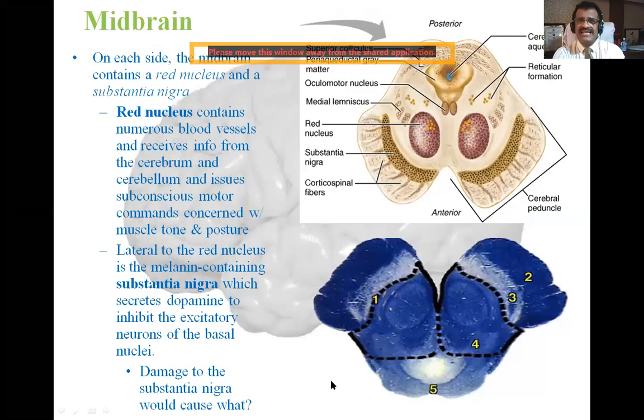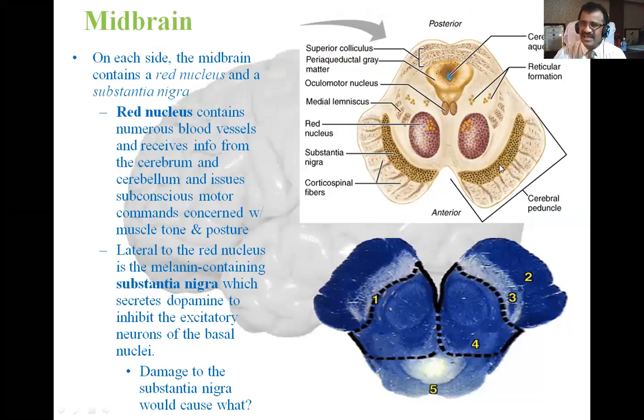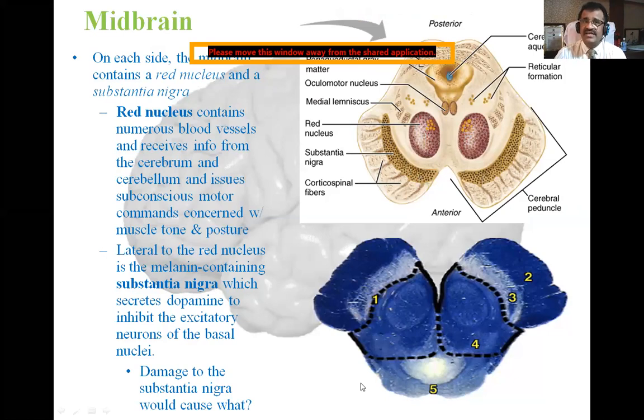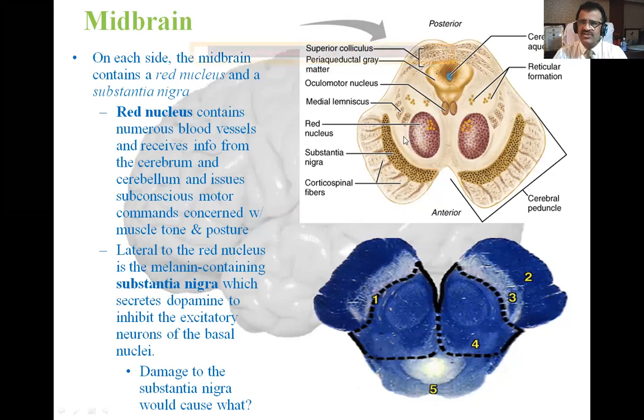On each side of the midbrain, there is a red nucleus and a substantia nigra. Nigra means black substance, and red nucleus means red in color. You can see the red nucleus here, and the substantia nigra here. The red nucleus contains numerous blood vessels, so it is red, and it receives information from the cerebrum and issues subconscious motor commands concerned with muscle tone and posture. Lateral to the red nucleus is the melanin-containing substantia nigra. Melanin is a black pigment, and that is why it is called substantia nigra.